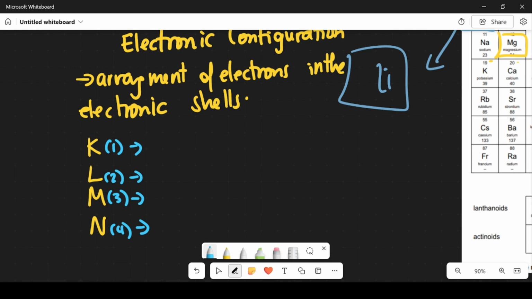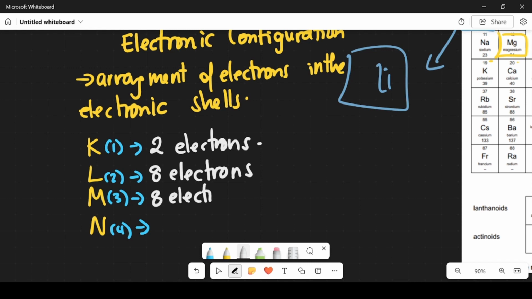To configure and distribute the amount of electrons you have, you need to be able to know how much each shell can contain. All right? Your first shell, K, is quite small. It can only contain 2 electrons. Your L shell can contain 8 electrons. Your M shell can contain 8 electrons. And you don't really go past N, but your N can also contain 8 electrons.